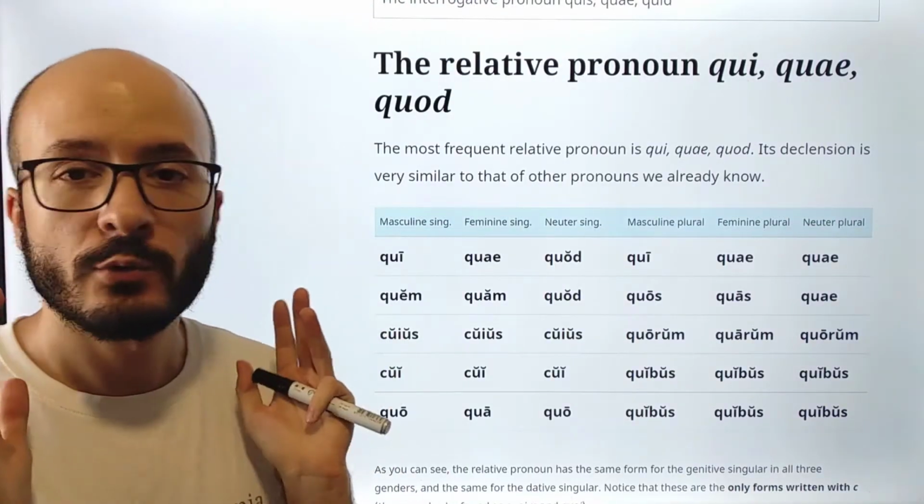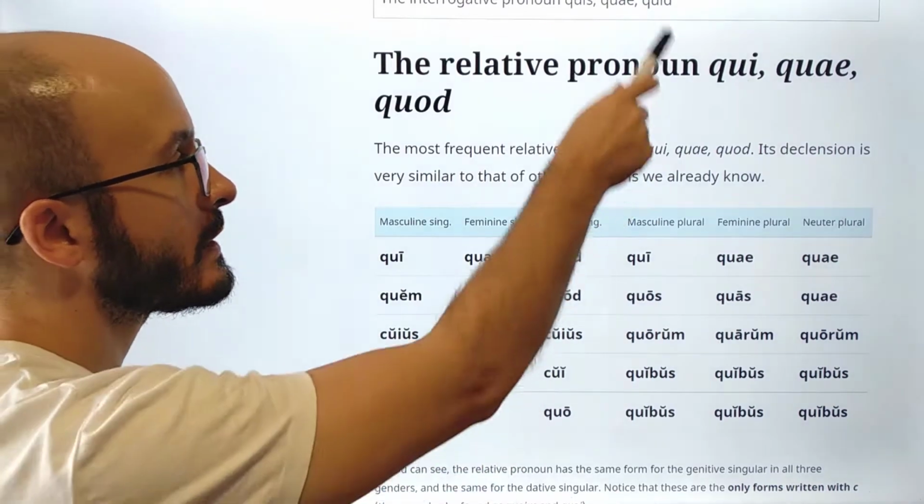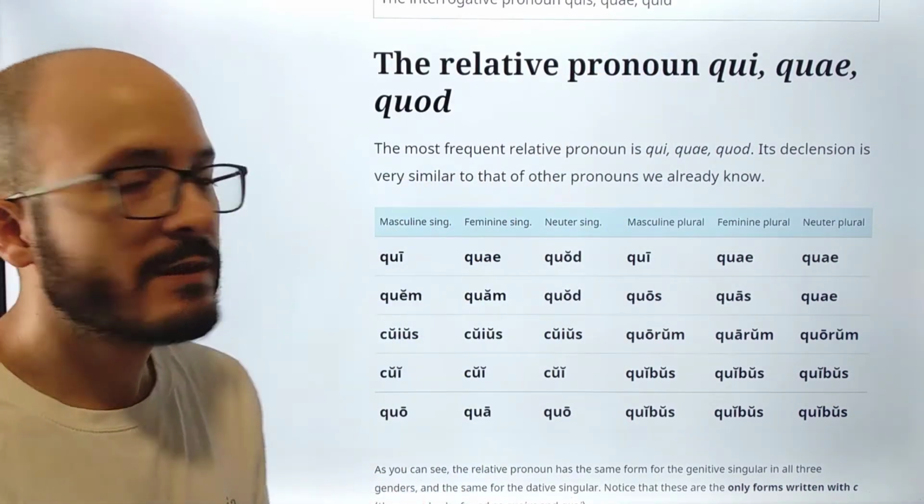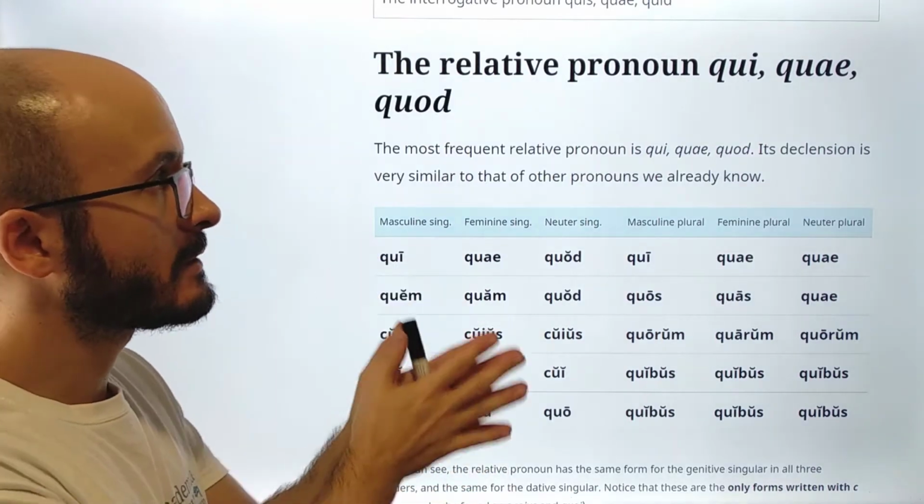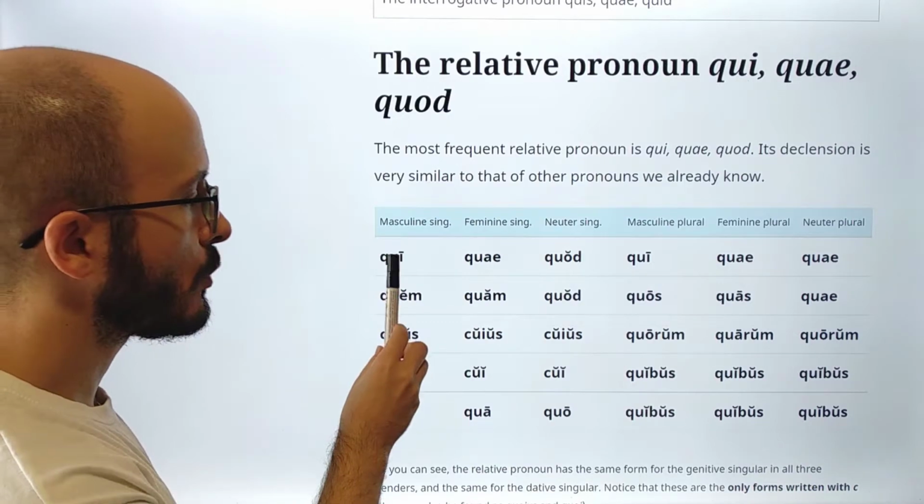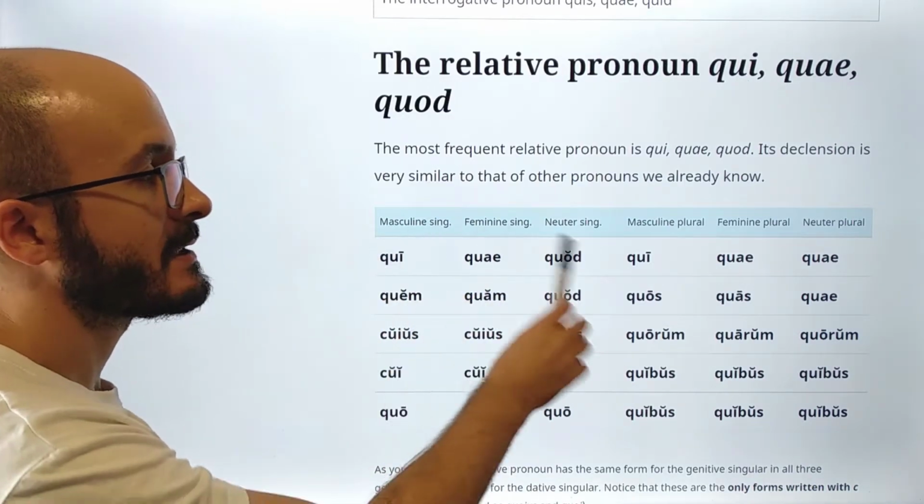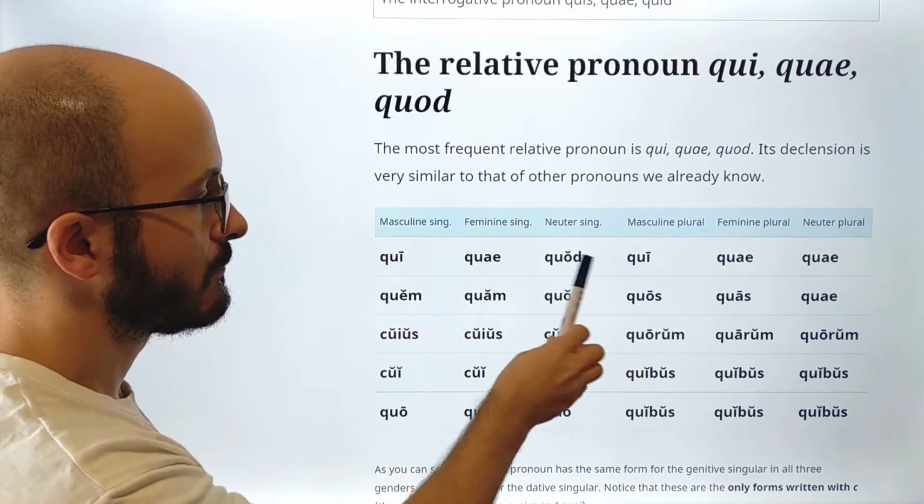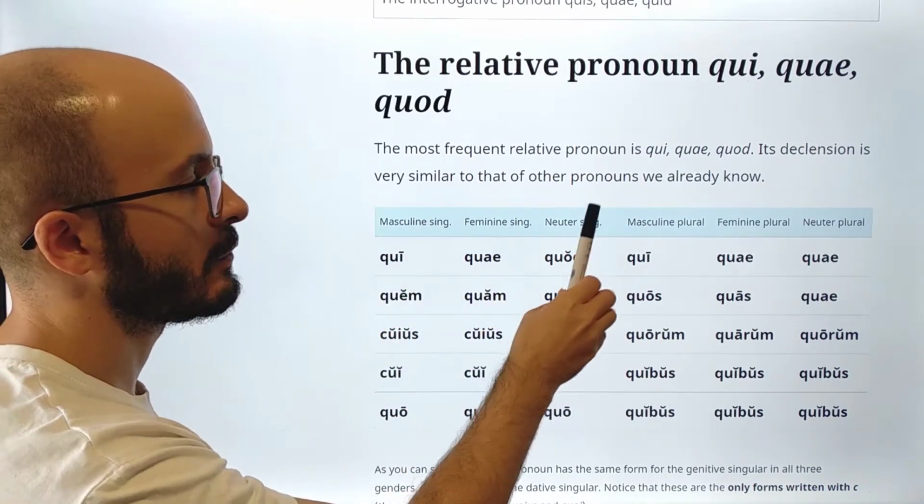So first, relative pronoun, qui, quae, quod. Why do we call it qui, quae, quod? Of course, this is the statement, no? The statement of the relative pronoun is qui, quae, quod. So here we see qui, quae, quod, pretty much like a 2-1-2 adjective. Nominative of masculine singular, feminine singular, neuter singular.